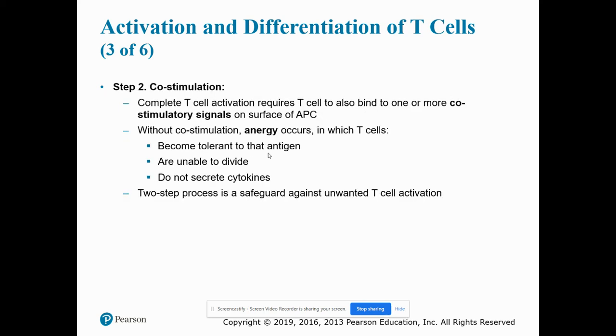Then we have co-stimulation. Complete T cell activation is going to require that T cell to bind to one or more co-stimulatory signals on the surface of the antigen presenting cell. Without this co-stimulation, something called anergy occurs, where the T cells become tolerant to that antigen, they're unable to divide, and they do not secrete cytokines. And we're going to talk about cytokines very briefly in a moment. This is a two-step process that safeguards against unwanted T cell activation.